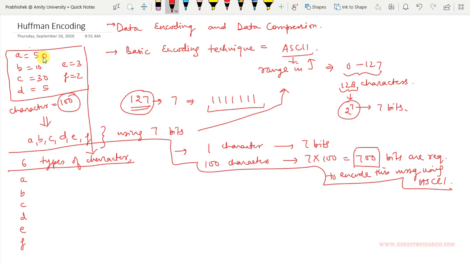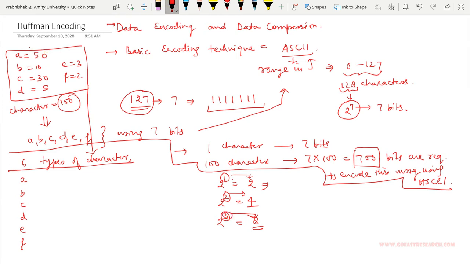How many minimum bits are required to represent these six characters? We can find this by checking: can we represent A, B, C, D, E, F using one bit? 2 to the power 1 is equal to 2, which means using one bit we can represent only two characters. 2 to the power 2 is equal to 4, which means with 2 bits we can represent only 4 characters. 2 to the power 3 is equal to 8, which means using 3 bits we can represent 8 characters, and we have only 6 characters. So we can represent our characters A to F using 3 bits.